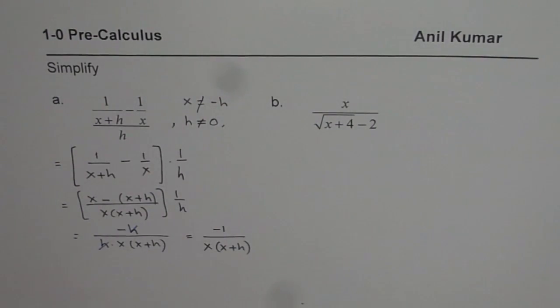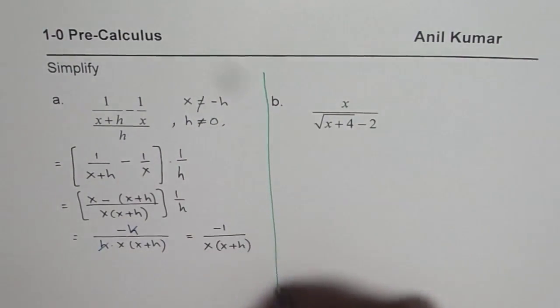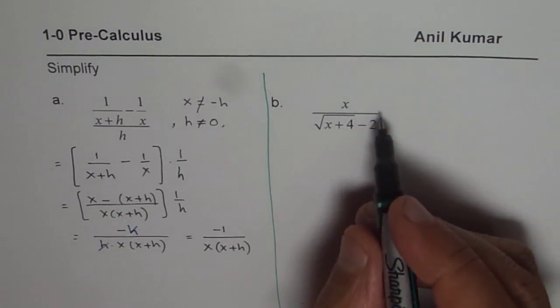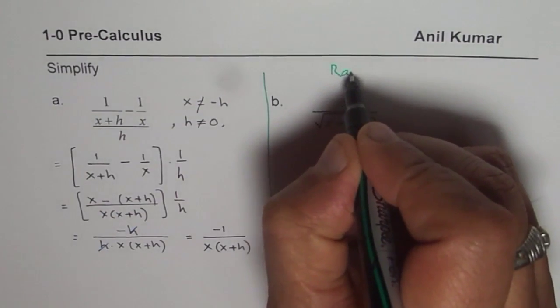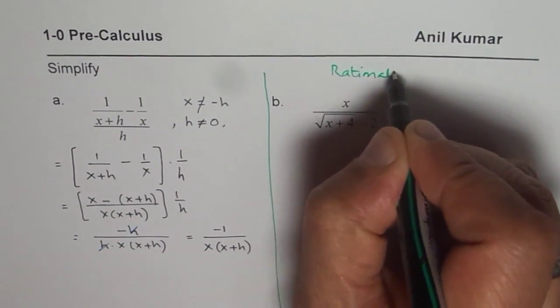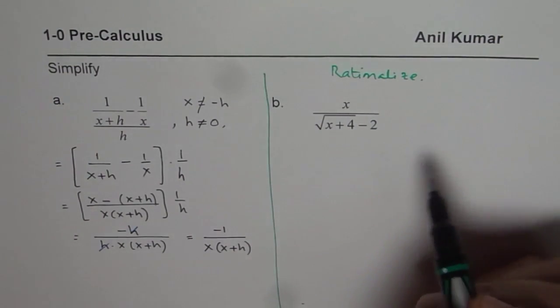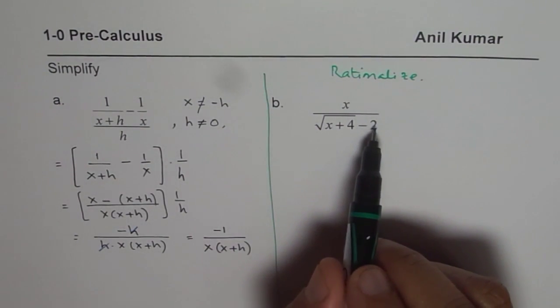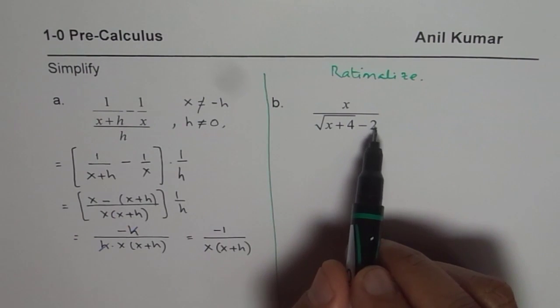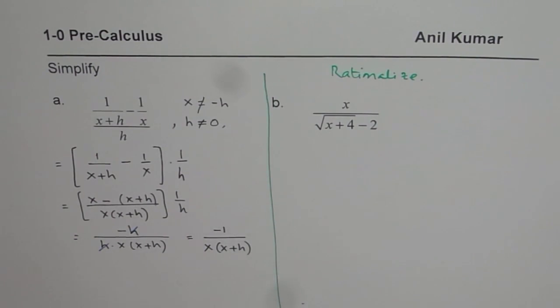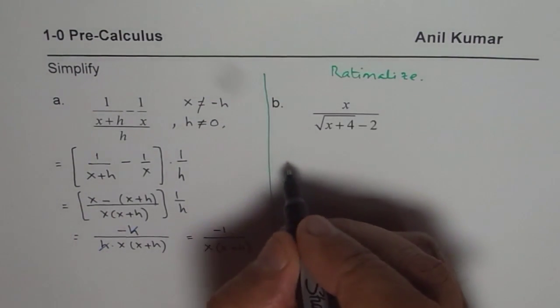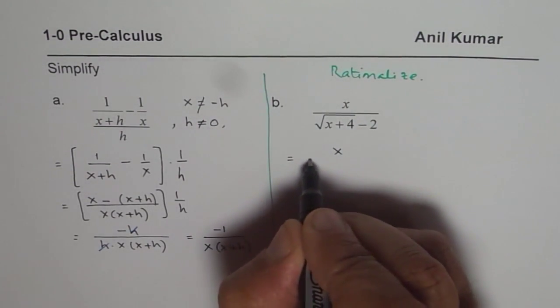Let's look into the second part, which is when we simplify a radical, then it really means to rationalize. So here we'll rationalize. I'll provide you with a link which will give you more practice on rationalization. Rationalization means multiply and divide by its conjugate. And what is a conjugate? Okay, let's begin by solving this question, and I'll explain all these things.